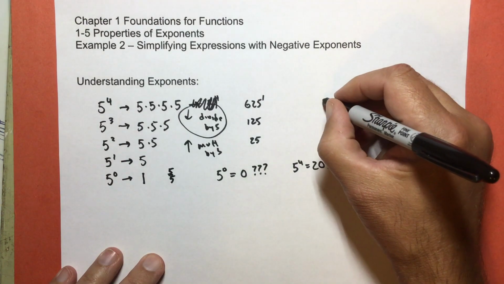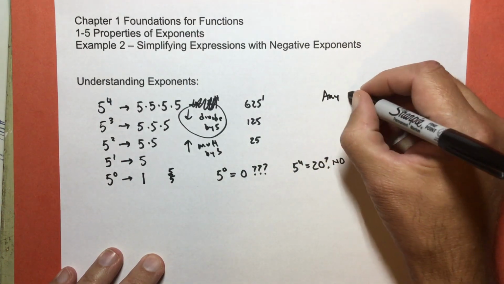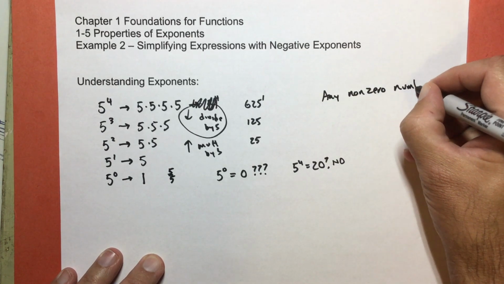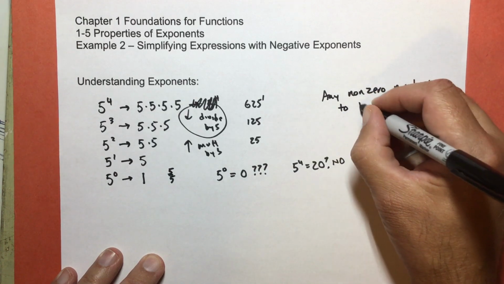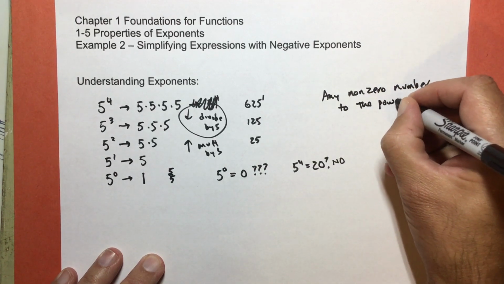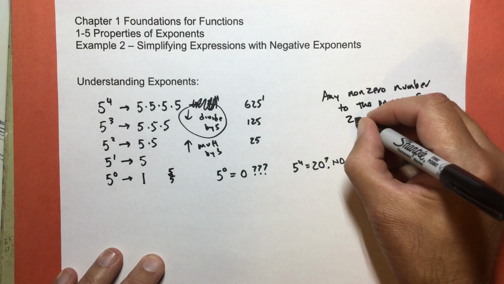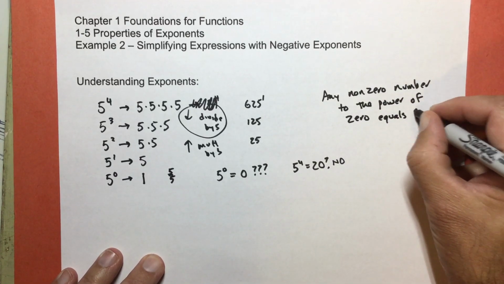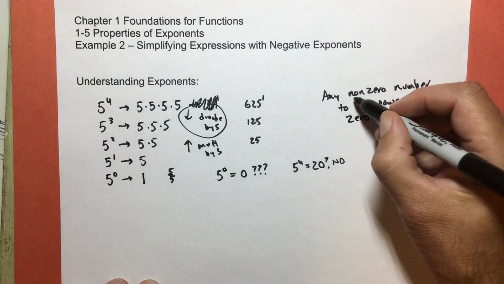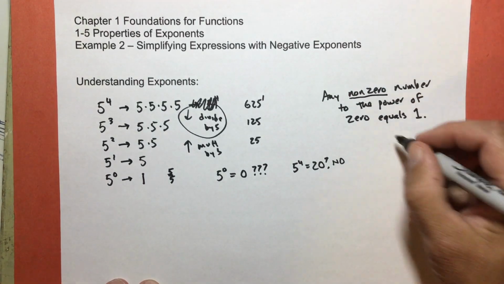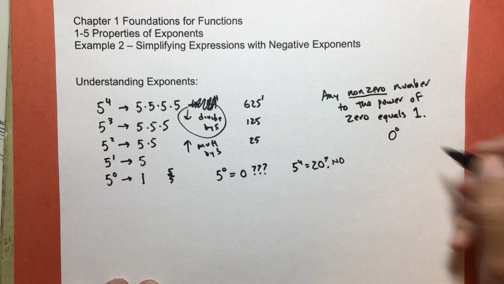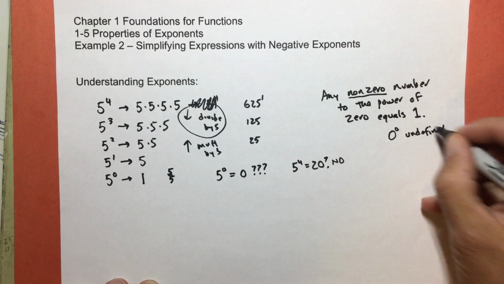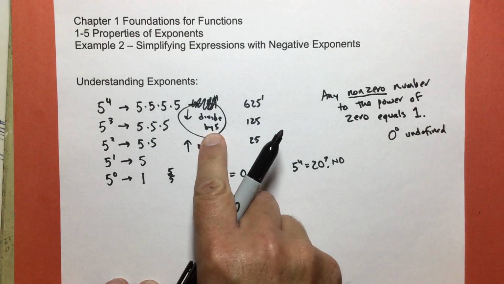So the first thing is any non-zero number to the power of 0 equals 1. Now, this is really important that I do that, because 0 to the 0 power at this point is undefined. And the reason why is because you can't divide by 0.